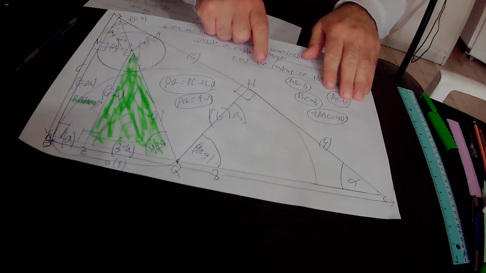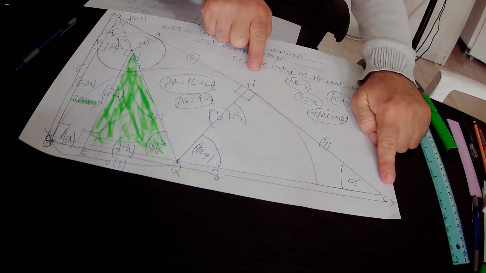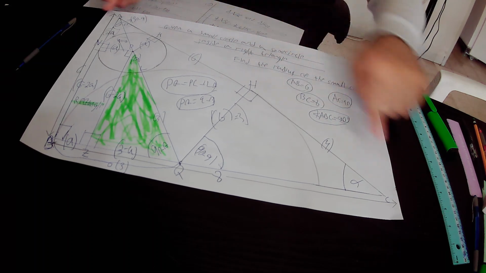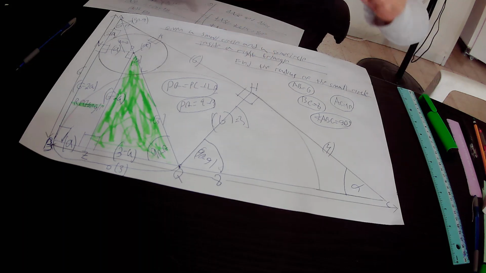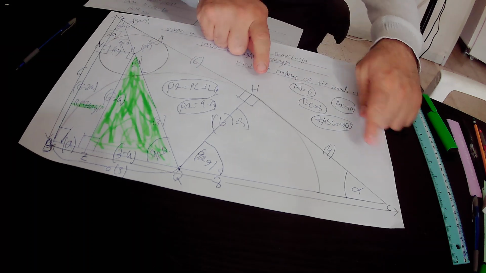What is the length of the missing line segment HC? From the drawing, it is very easy to see that HC equals AC minus AH. Again, AC minus AH equals HC. So HC equals AC, that is 10, minus AH, that is 6. So in total, HC equals 10 minus 6, that is 4.